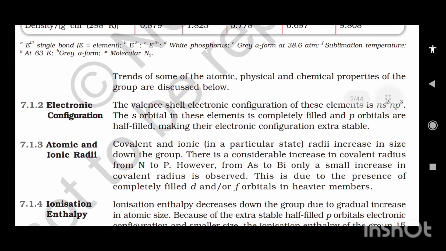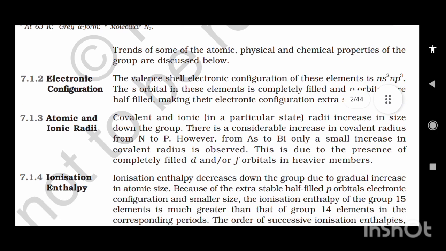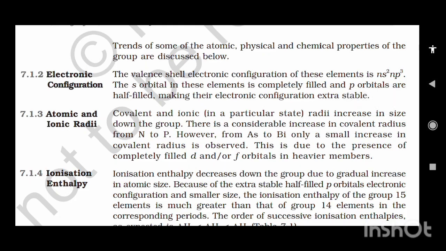Trends of some of the atomic, physical, and chemical properties of the group are discussed below. First is the electronic configuration. The valence shell electronic configuration of these elements is ns2 np3. The s orbital in these elements is completely filled and p orbitals are half filled, making their electronic configuration extra stable. Second is atomic radii and ionic radii.